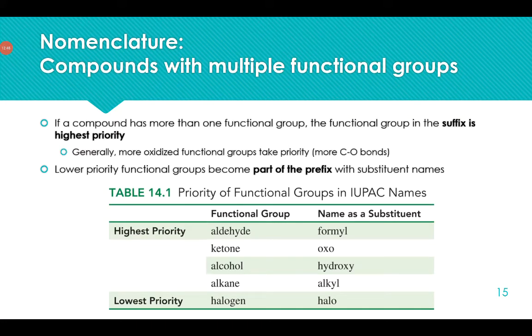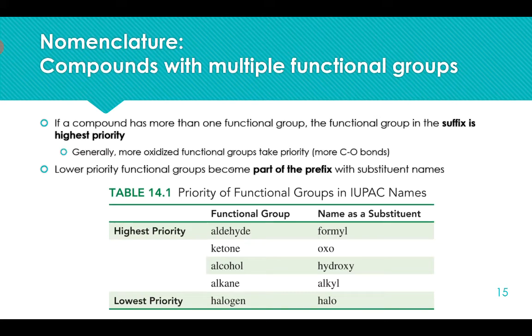As we name more complex molecules, you might have noticed that there seem to be some conflicting rules. Like if we have both an alkene and an aldehyde, or an alcohol, we have to make our longest chain containing that functional group. So if we have multiple functional groups, how do we decide which functional group gets to be the suffix and which gets to be in the prefix?